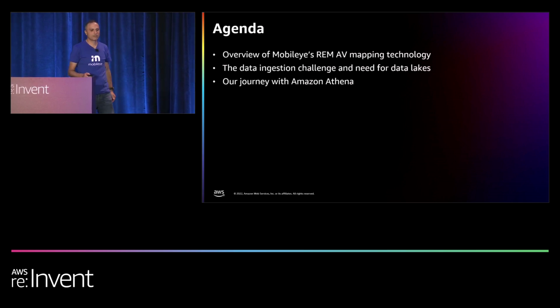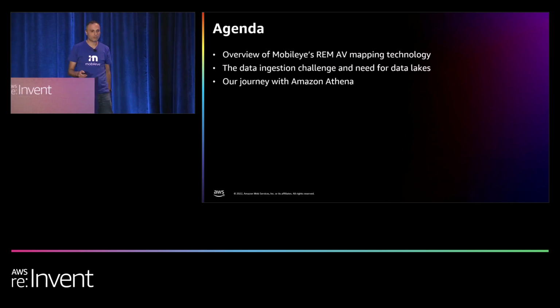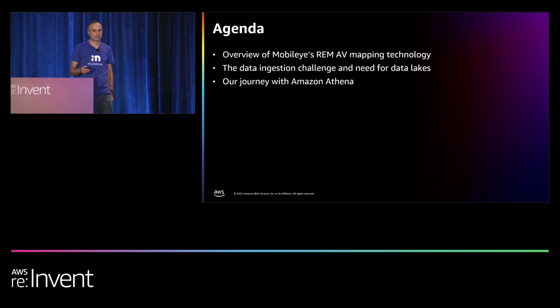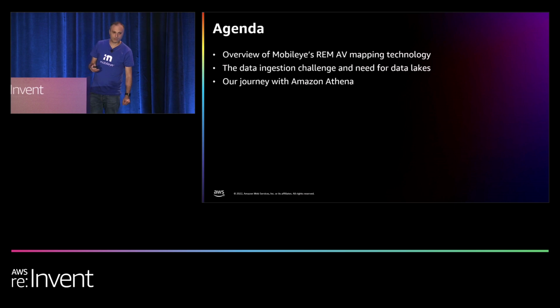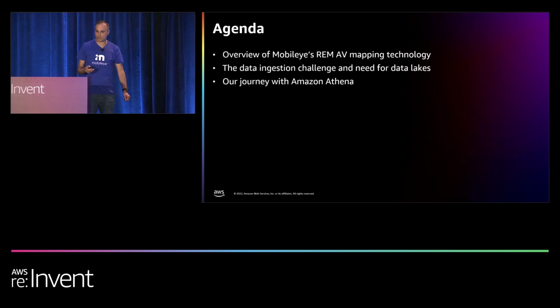I'm going to provide an overview on Mobileye's autonomous vehicles, or AV, mapping technology called REM. We will discuss REM's data ingestion challenge and our need for a data lake. And we will then talk about our journey with Amazon Athena as our ingestion data lake.